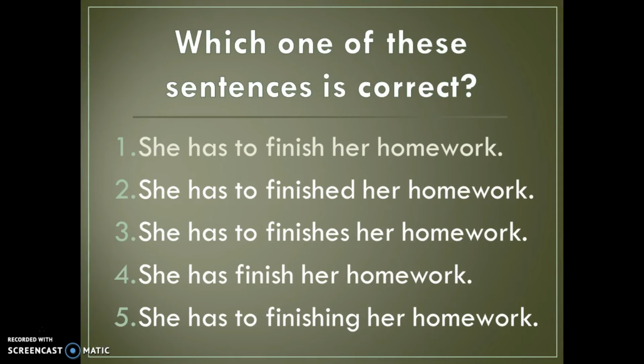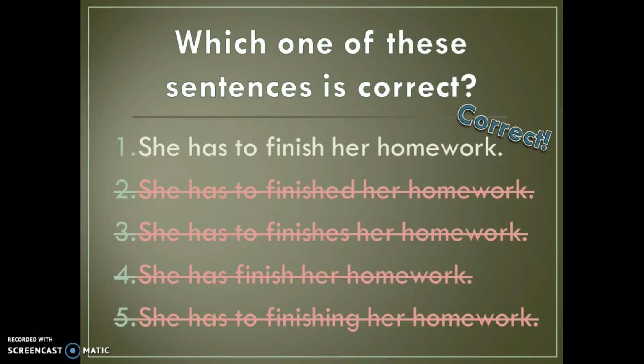Let's do another practice. Which one of these 5 sentences is correct? Number 1, she has to finish her homework. Number 2, she has to finish her homework. Number 3, she has to finishes her homework. Number 4, she has finished her homework. And number 5, she has to finishing her homework.